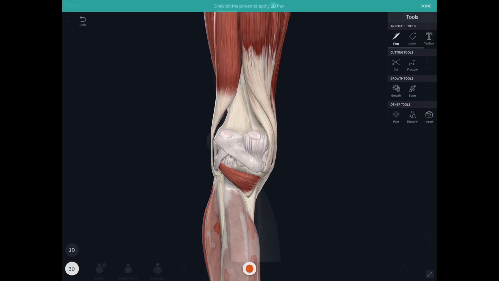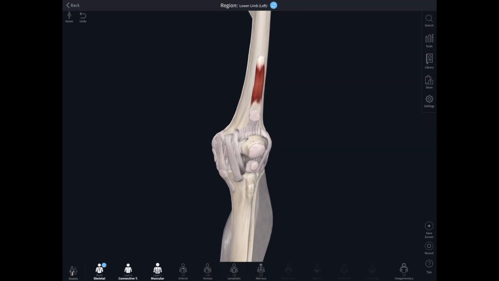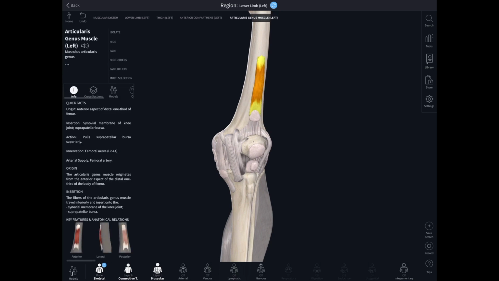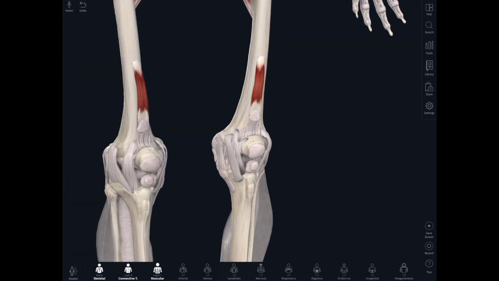Taking almost all the muscles away and looking at the anterior surface again, we can see a tiny little muscle there called articularis genu. And this muscle contracts during extension of the knee. It's not doing much to the knee joint itself, but what it does do is pull the suprapatellar bursa up and out of the way as the knee extends and the patella rises up on the front of the femur. There it is on the other knee, and next time we'll move down to look at the muscles of the leg.